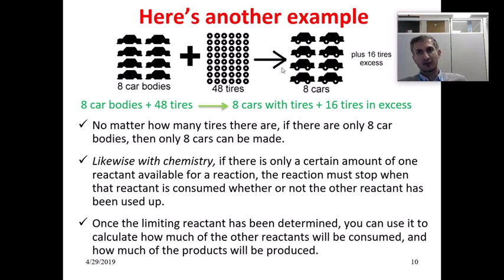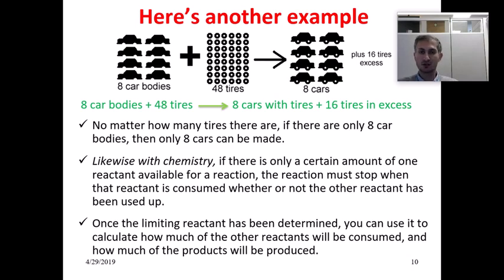Another example to make sure everyone can get that: if we have 8 car bodies and 24 tires, we can make 8 cars with tires and 16 tires in excess. The 16 tires we call excess reactant, and the car bodies, completely consumed, completely used, we call limiting reactant. Whenever we talk about a limiting reactant, it means when we don't have enough of it, the reaction stops and we cannot produce any more products.